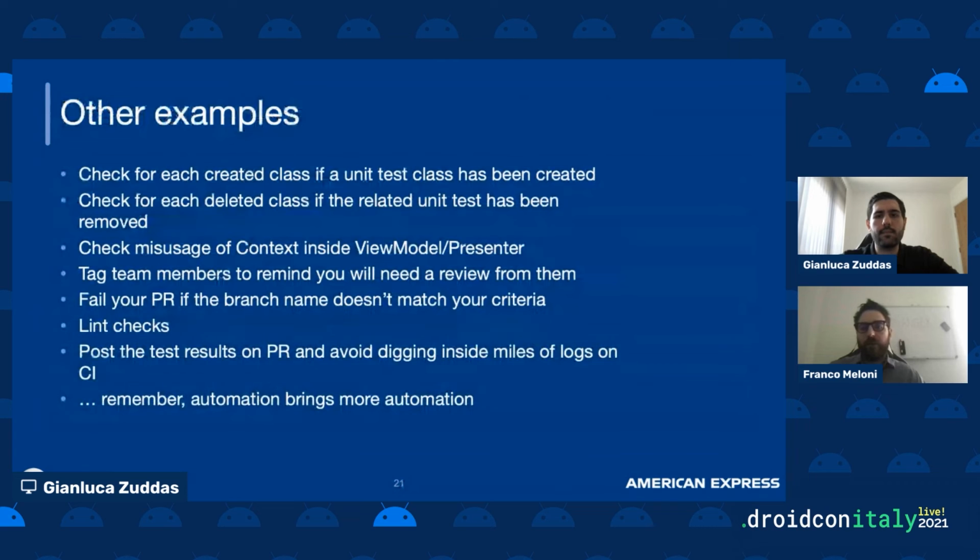There are a lot of other checks we can do with Dangerjs, but the important thing to mention is that automation brings more automation. So even if you start with really simple checks, with time, the team itself will identify cases and checks that can be automated by Dangerjs, because they are doing it in every PR. And so at the end, using Dangerjs will save a lot of review time and will improve the overall code quality.